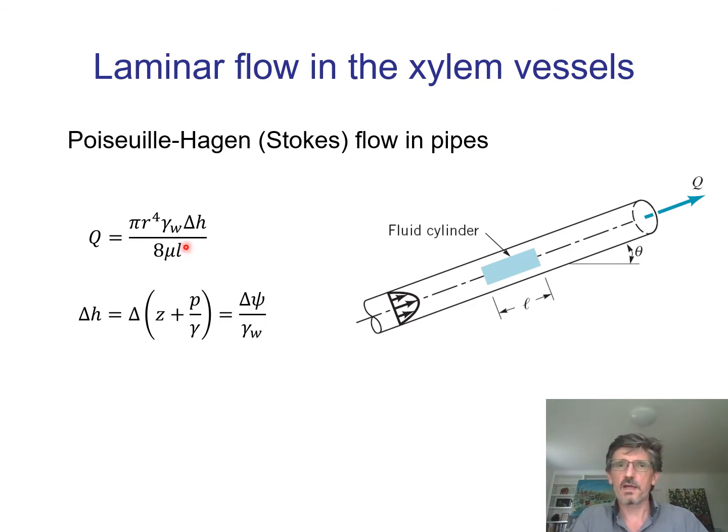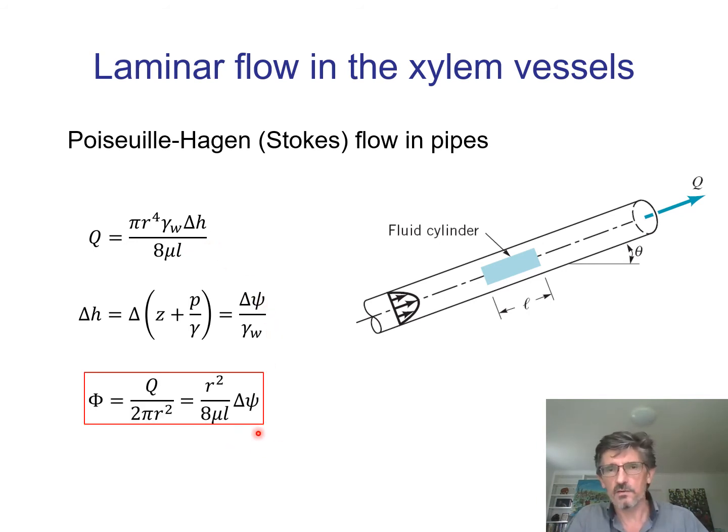So the gradient in hydrostatic head also basically means that we have the gradient in water potential through our xylem pipe. So the flow, phi, is the flow rate that we have divided by the cross-sectional area of the pipe, 2 pi r square, which gives us, once it's plugged here, this formula for the transport formula, okay?